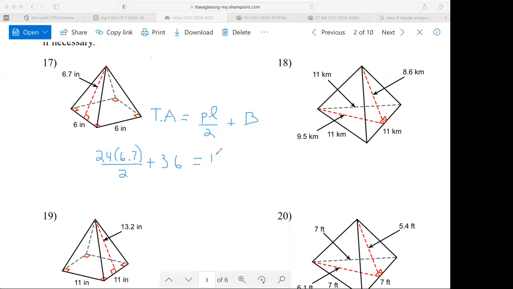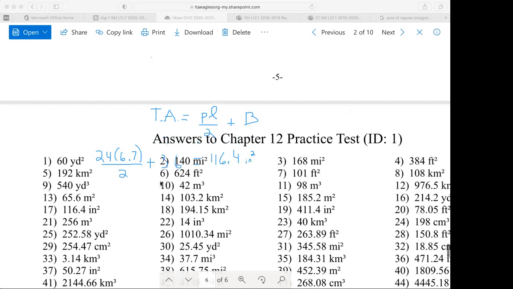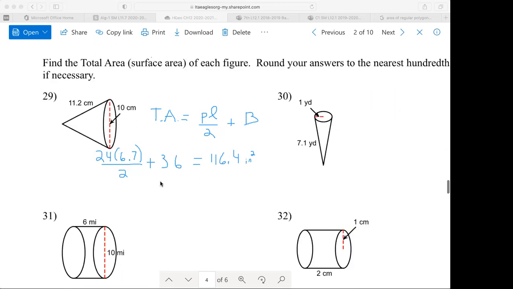116.4. And we are doing total area, so it's still in square units. So inches squared. All right, 116.4, according to Matt. Let's see. Bingo. All right.